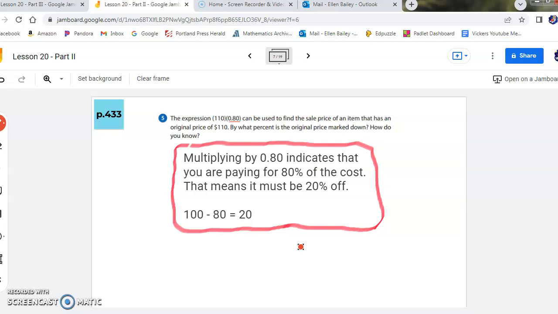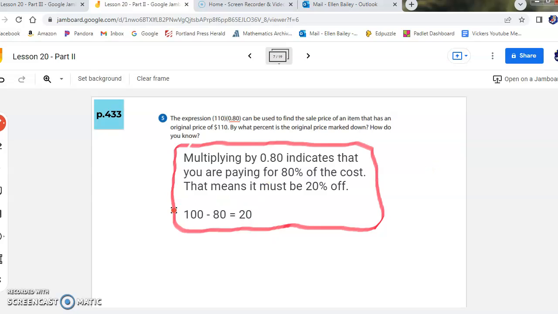Number 5. It says the expression 110 times 0.80 can be used to find the sale price of an item that has an original price of $110. By what percent is the original price marked down, and how do you know? Here's what I'd like you to get in on number 5. Multiplying by 0.80 indicates that you are paying for 80% of the cost. That means it must be 20% off.